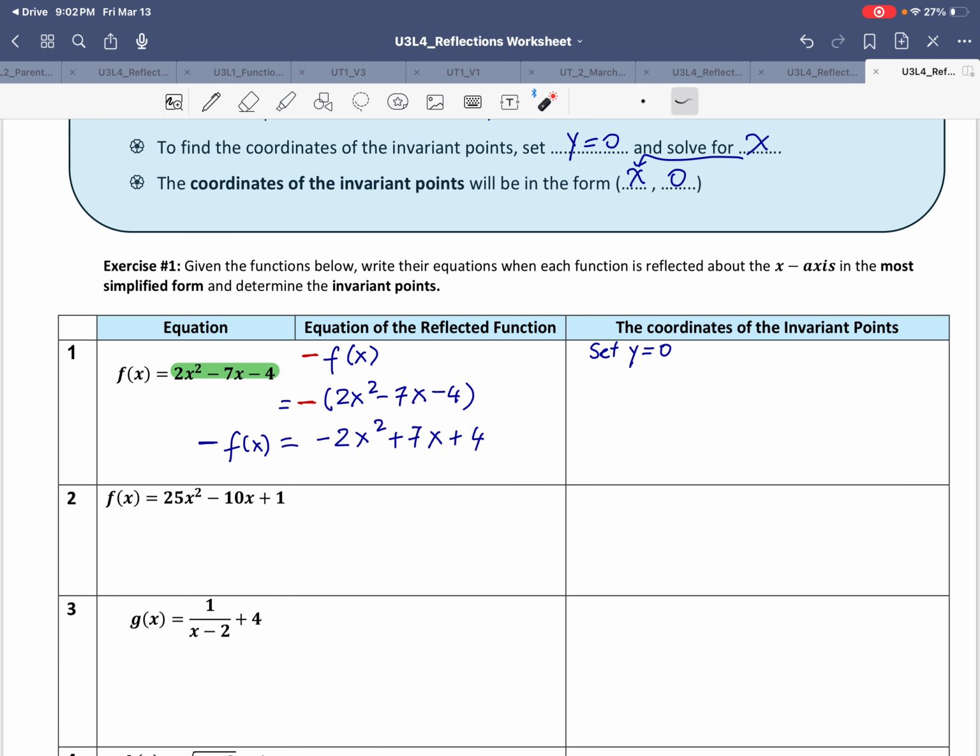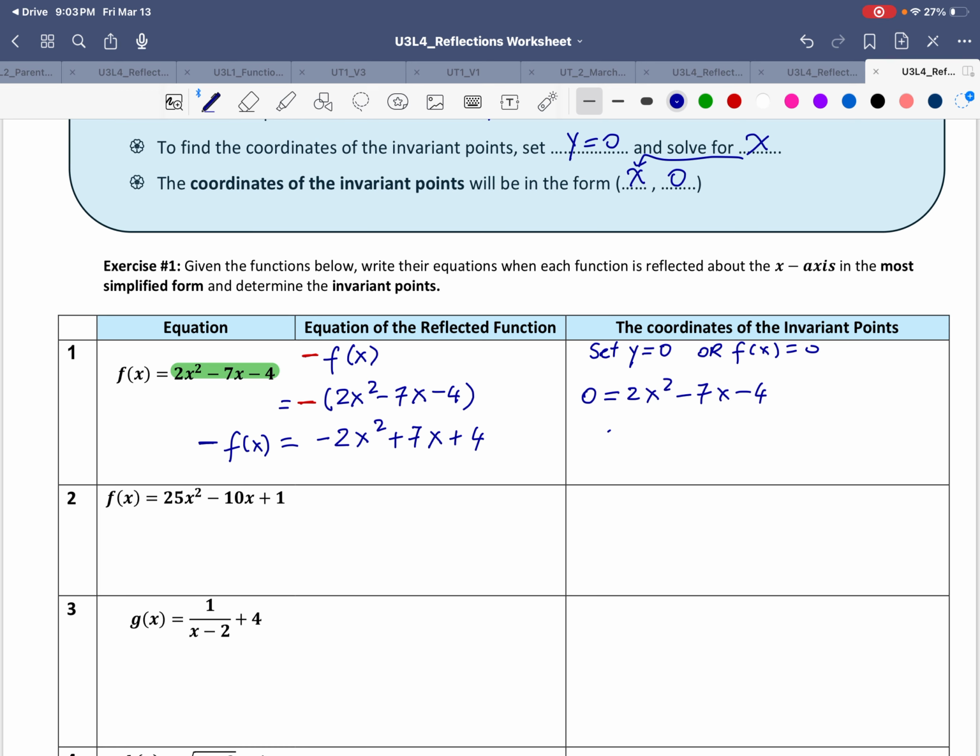So instead of using a function where we could have made a mistake, it is best to use the given function. So we're going to make y equal to 0. Should we say f of x equal to 0? It's the same thing. And we're going to write 0 equals 2x squared minus 7x minus 4.